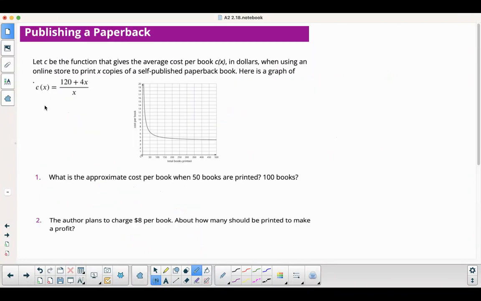All right, so here's my function c. Let c be the function that gives the average cost per book, c of x in dollars, when using an online store to print x copies of a self-published paperback book. So here's my graph. So it looks like my horizontal asymptote is y equals 4. Let's just answer the questions first, though. What is the approximate cost per book when 50 books are printed, 100 books are printed? So all I got to do is find C of 50. So I plug in 50.